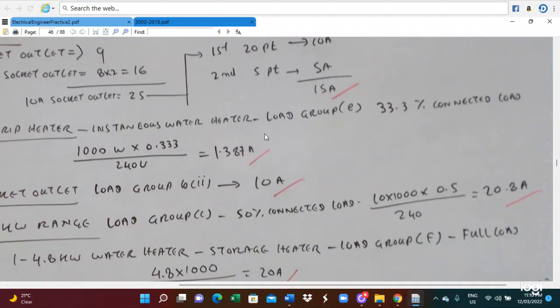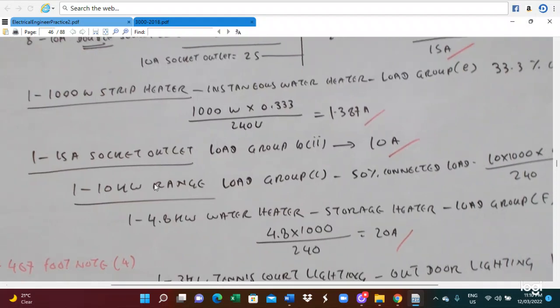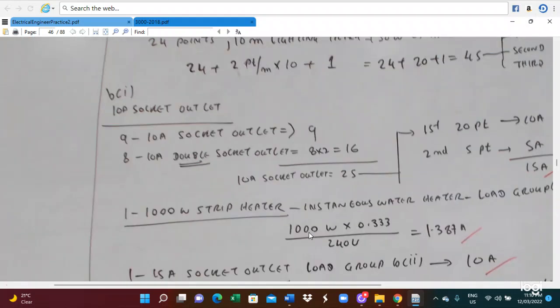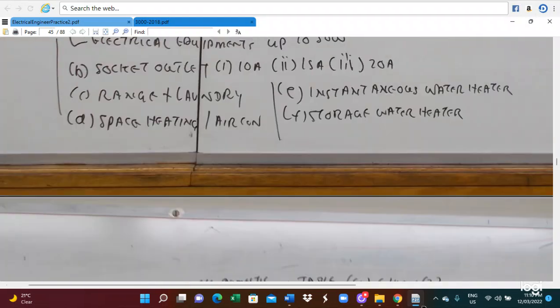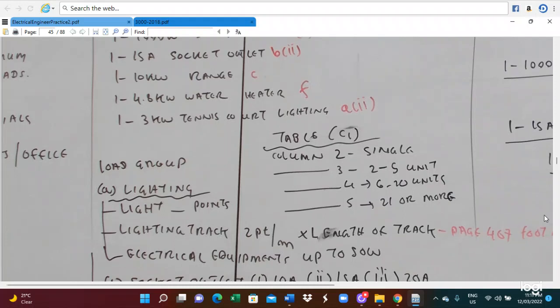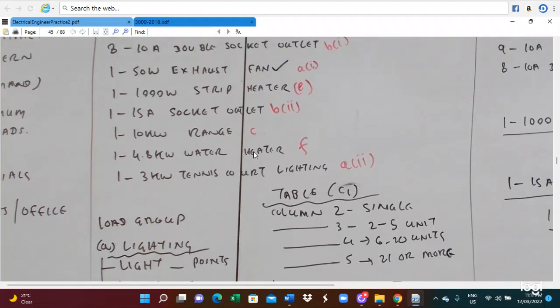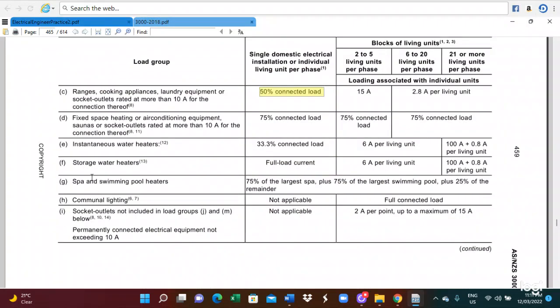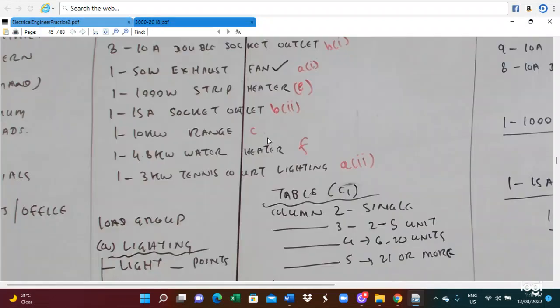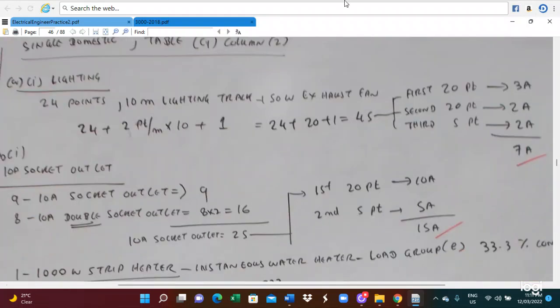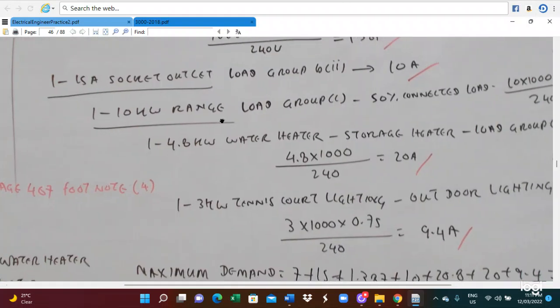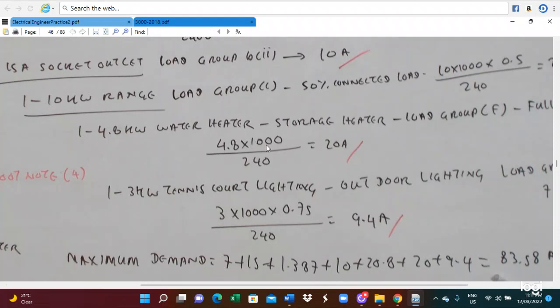Then you also see the 4.8 kilowatt water heater. Here we are given one 4.8 kilowatt water heater. This is load group F. For a water heater, you have to take the full current. So for the 4.8 kilowatt, we take the full current. 4.8 multiplied by 10 power 3, divided by 240, you get the current of 20 ampere. So the current drawn is 20 ampere.